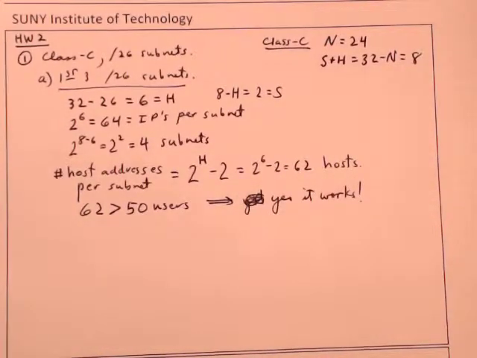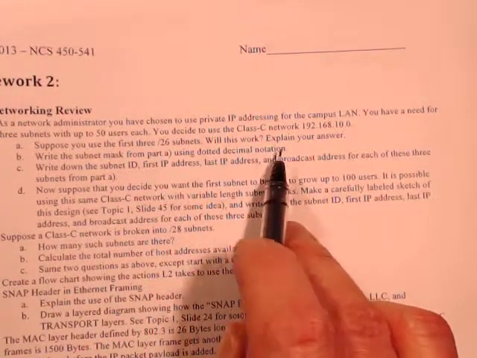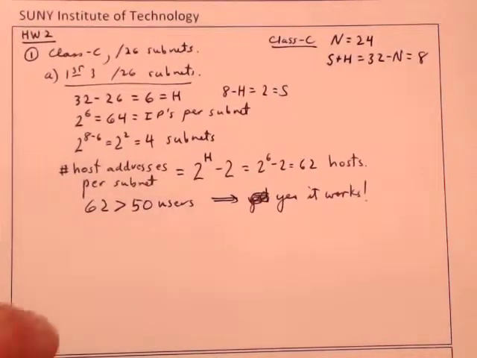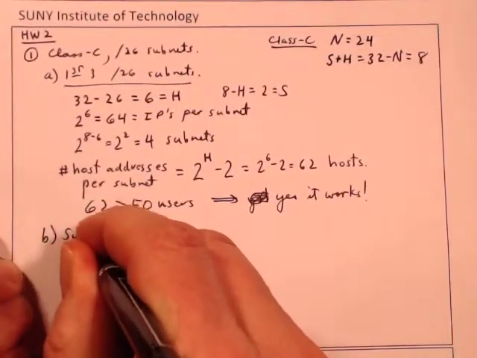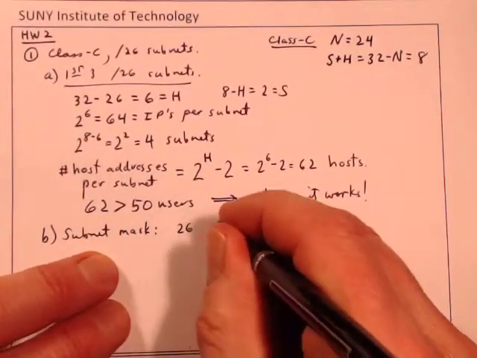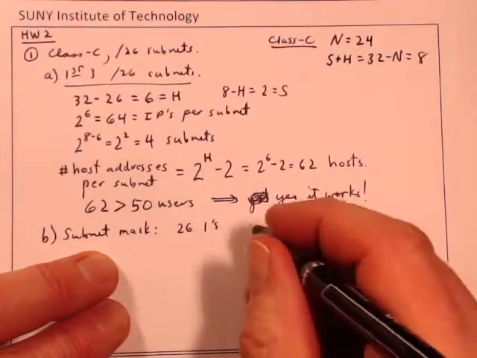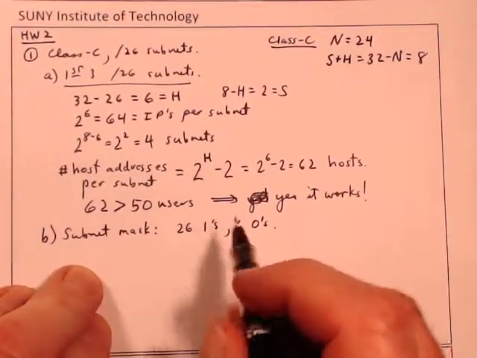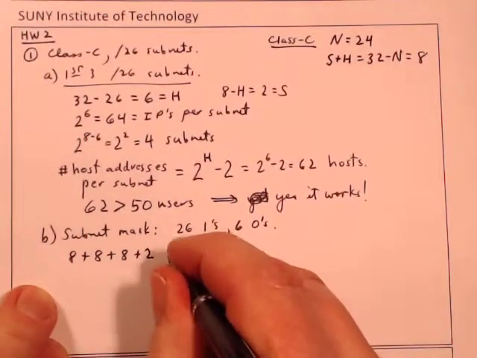Okay. Let's see, what did part B ask? B asked for the subnet mask from part A using dotted decimal notation. Okay, the subnet mask has 26 ones in it. Okay, it's going to have 26 ones, and then 32 minus 26, or 6 zeros. Okay, and 26 ones is really 8 plus 8 plus 8 plus 2 ones, and then 6 zeros.